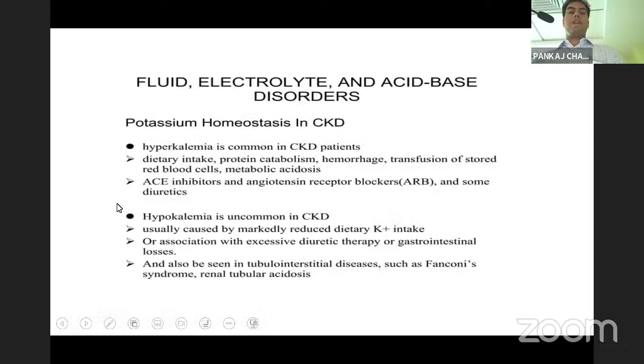Potassium homeostasis in CKD. Hyperkalemia is common in CKD patients, which may be due to dietary intake, protein catabolism, hemorrhage, transfusion of stored red blood cells, metabolic acidosis, ACE inhibitors, ARBs, and some diuretics. Hypokalemia might also be there, but it is less common. It is usually caused by mildly reduced dietary potassium intake or association with excessive diuretic therapy or gastrointestinal losses.